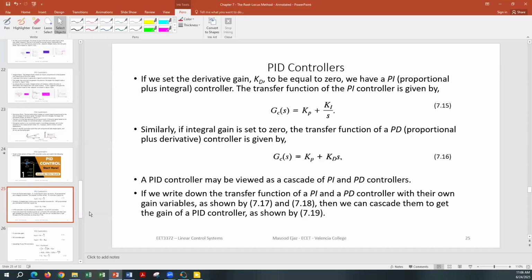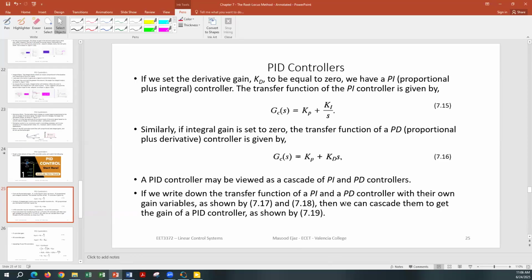All right, moving on. If we set the derivative gain Kd to be equal to 0, we have a PI, proportional plus integral controller, and the transfer function of that is going to be Kp plus Ki over s. If we set the integral gain to 0, it's going to be Kp plus Kd s. A PID controller can also be viewed as the series combination of PI plus PD controller, proportional integral and proportional derivative controller. If you cascade them, you can also get a PID control.